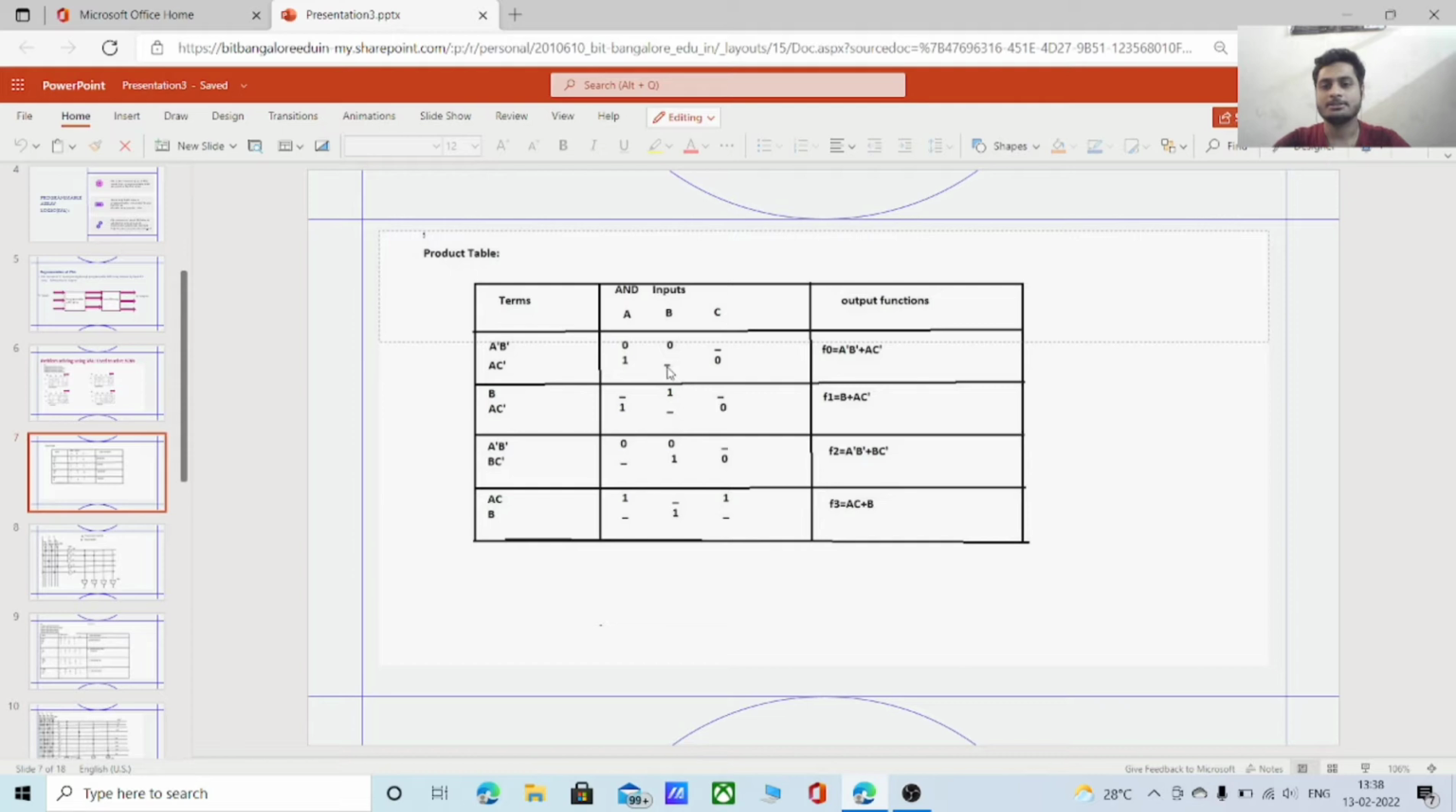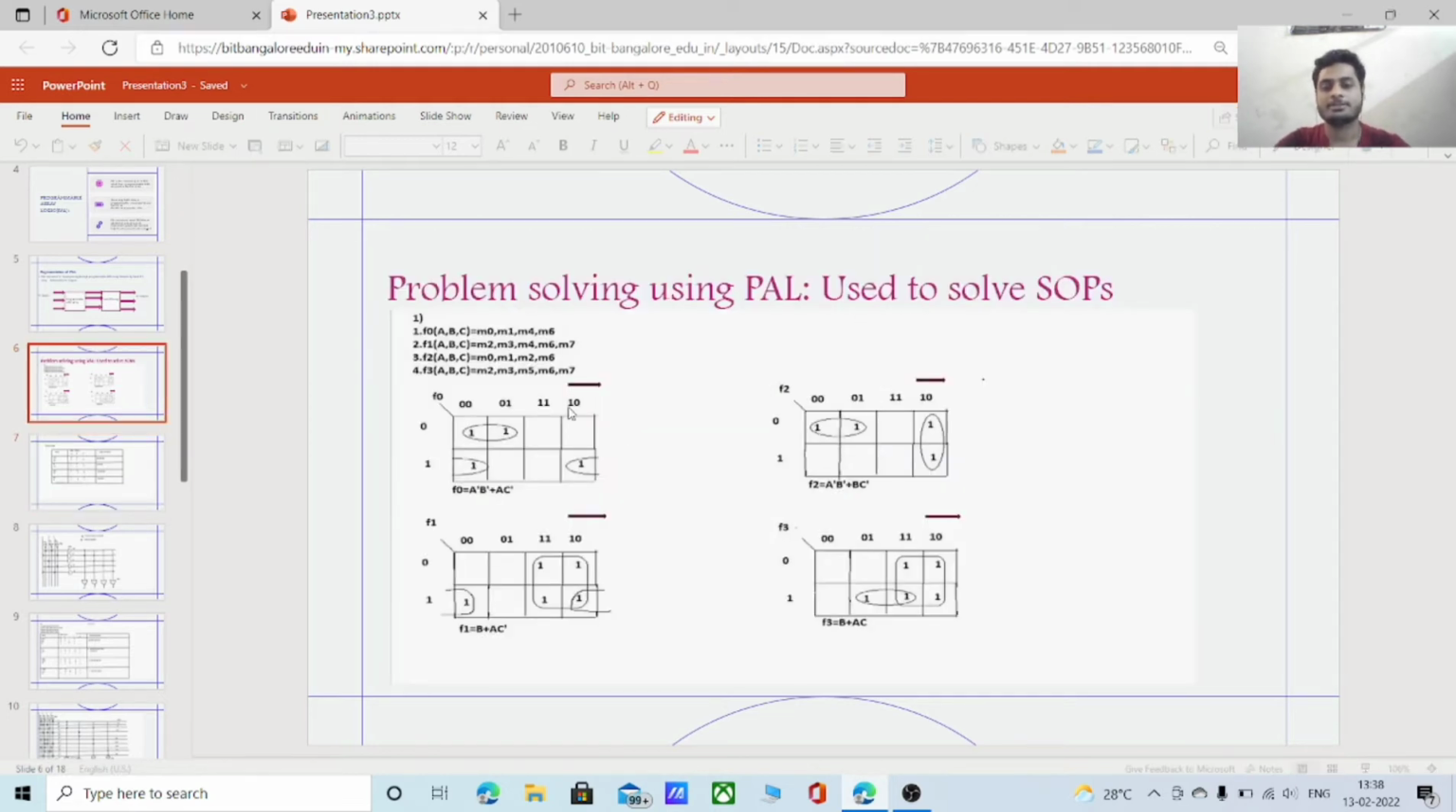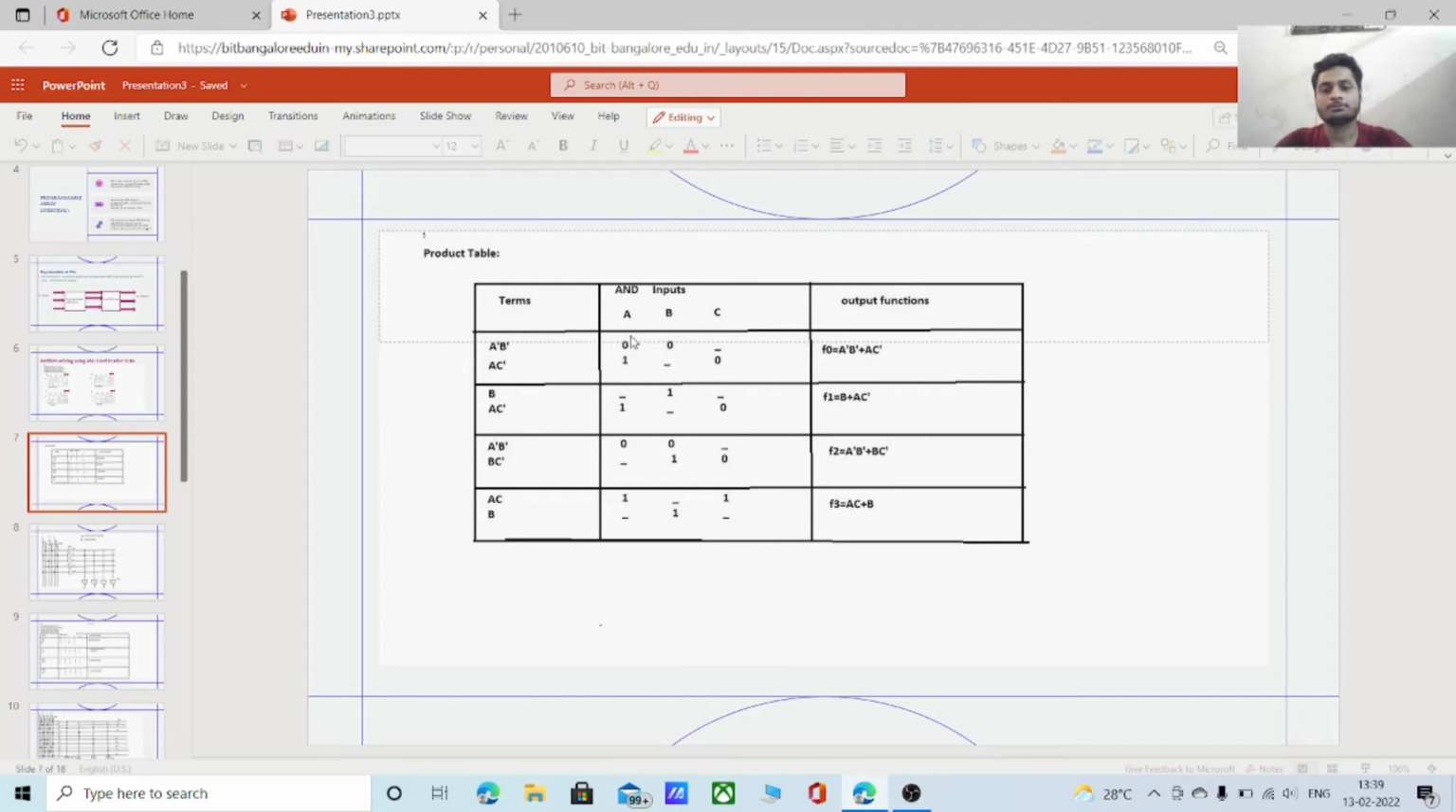For further simplification, we use a product table. The product table contains terms, inputs and output functions. Terms are nothing but the logic functions we solved in the previous slide, like A complement B complement, A C complement, B, and AC. First term is A complement B complement. So the value of A is 0, B is 0. We don't have C terms, so we put a dash in place of C. And second term is A into C complement. A is 1, no B, so we put a dash, and C is 0.